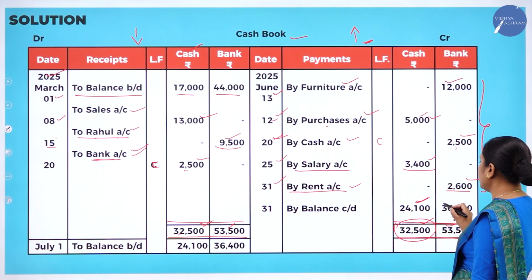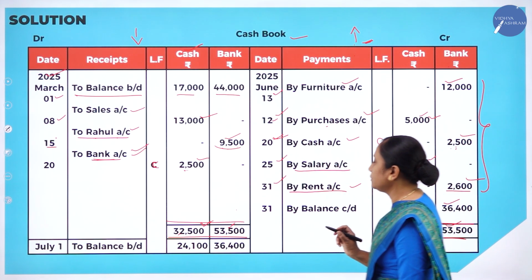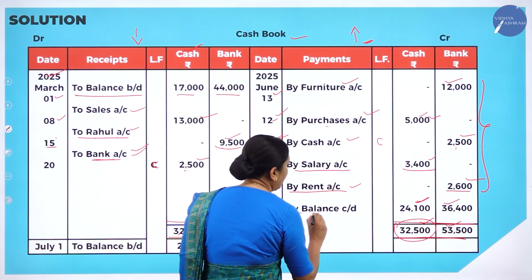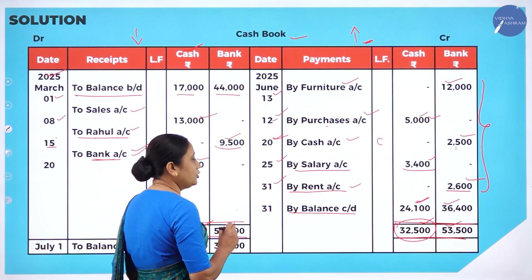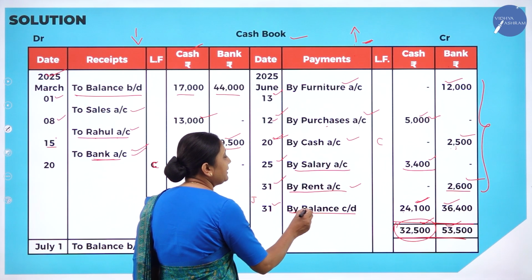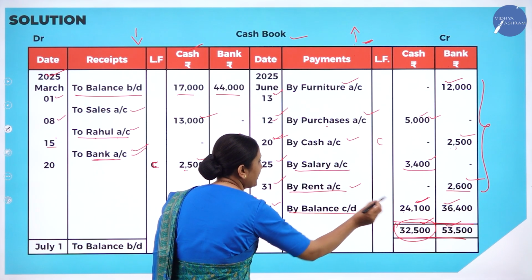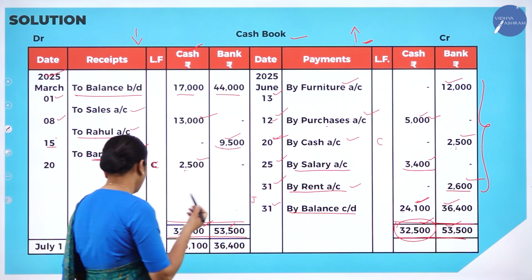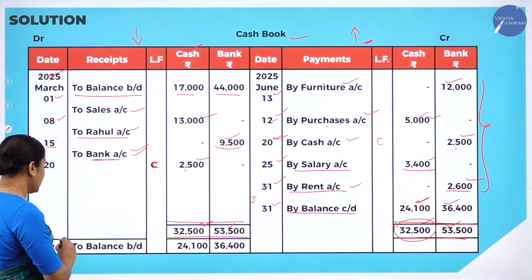The difference amount we have to write here, that is 36,400. For this, what we have to write? This is by balance carried down. When month end June 31st, by balance carried down, that is a difference amount. Whatever is carried down is brought down for the next month.